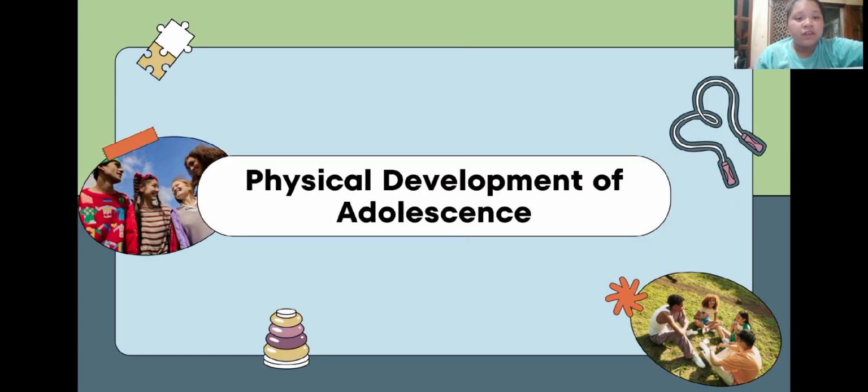The physical development of adolescence. The physical transformation that occurs during adolescence is a complex and dynamic process, from changes in body proportions to the development of secondary sexual characteristics. This stage is marked by significant growth and maturation.